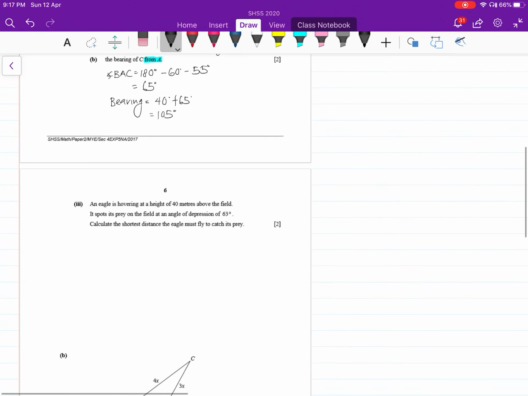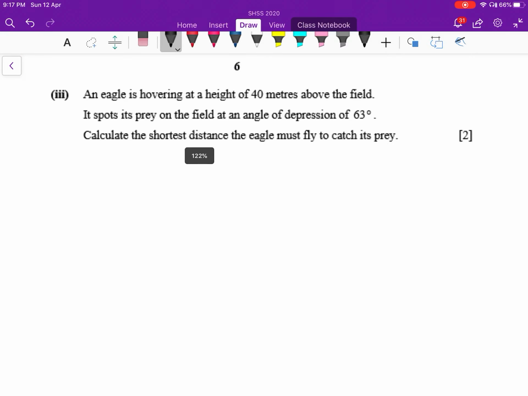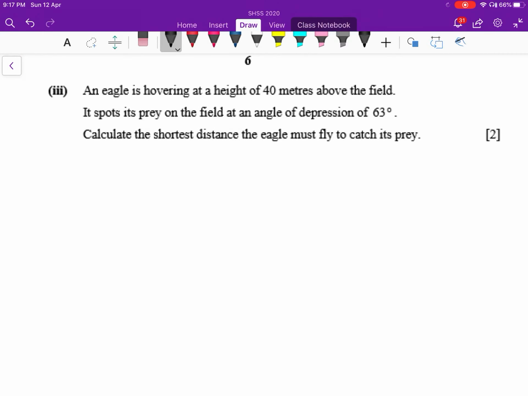Alright, now let's take a look at part 3. It says, an eagle is hovering at a height of 40 meters above the field. It spots its prey on the field at an angle of depression of 63 degrees. Calculate the shortest distance the eagle must fly to catch its prey.